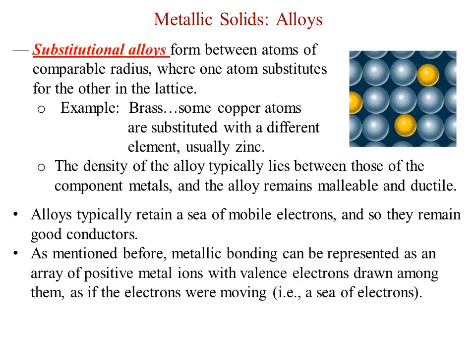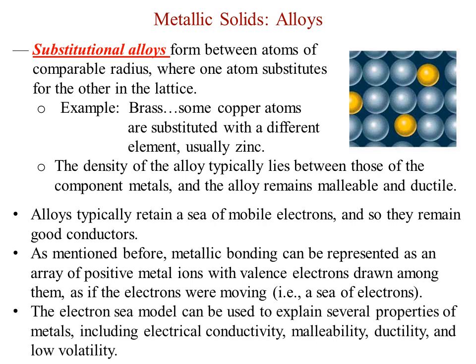As mentioned before, metallic bonding can be represented as positive metal ions, and you got your valence electrons drawn on around them as a sea of electrons, and that's why the conductivity is not going to change. In the electron sea model, the electron sea model can be used to explain why metals are conductive, why they're malleable, why they're ductile, and why they have a low volatility. That low volatility comes from the strength of the attraction between the metal ions with each other.